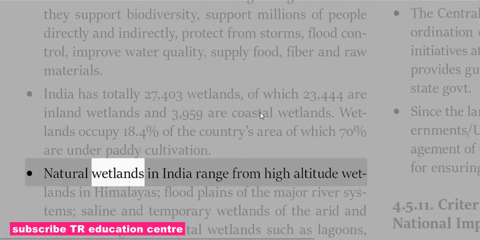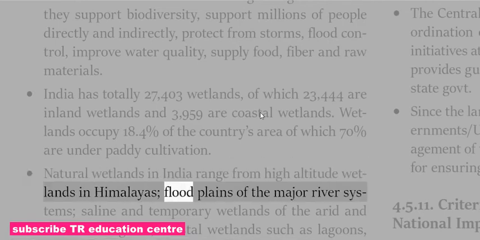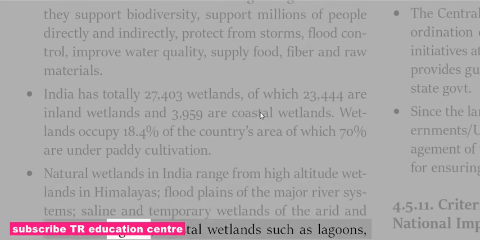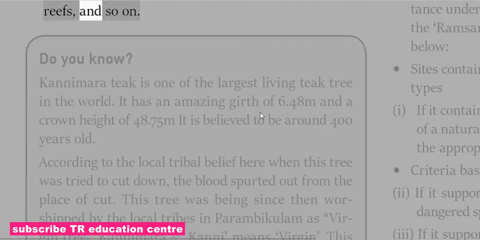Natural wetlands in India range from high-altitude wetlands in the Himalayas, floodplains of the major river systems, saline and temporary wetlands of the arid and semi-arid regions, to coastal wetlands such as lagoons, backwaters, estuaries, mangroves, swamps and coral reefs, and so on.